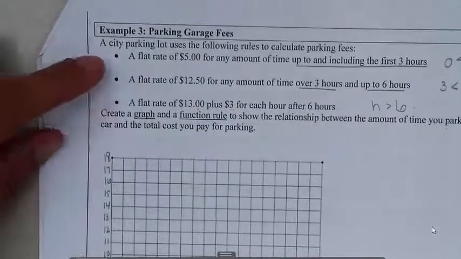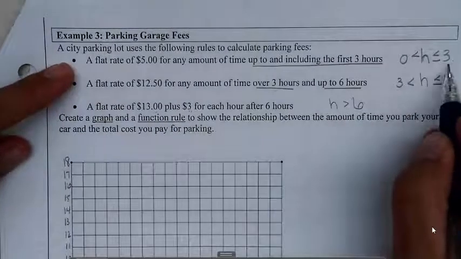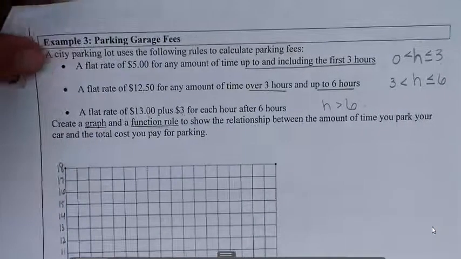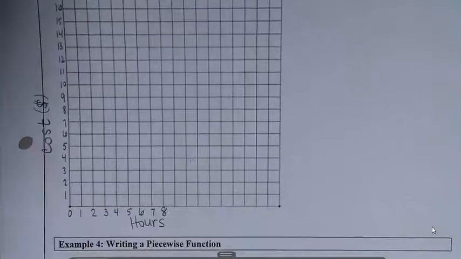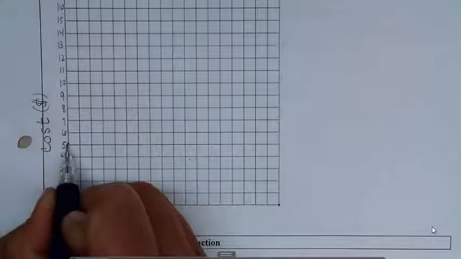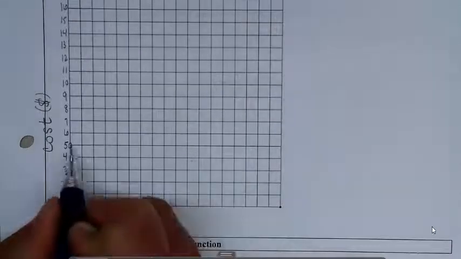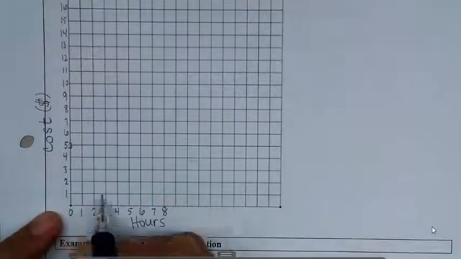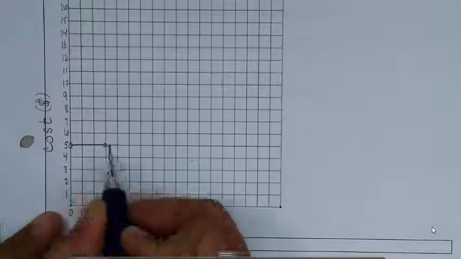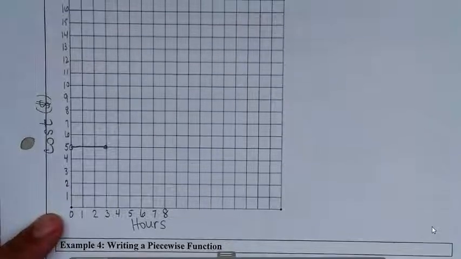Okay, so the first one is a flat rate of $5, period, from 0 to 3. And again, you don't park in a parking garage for 0 time. You got to be there for some amount of time. So a flat rate of $5 at 0 time, I'm going to leave it open dot. And it's $5 as long as I park there up to 3 hours. Okay, so that's my first piece.